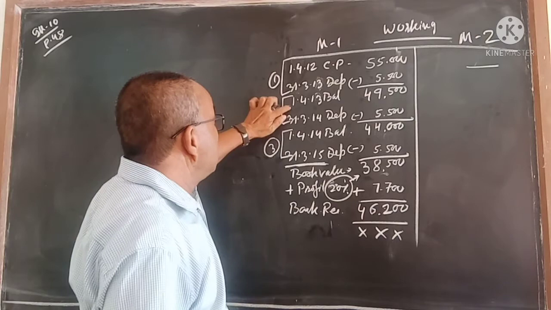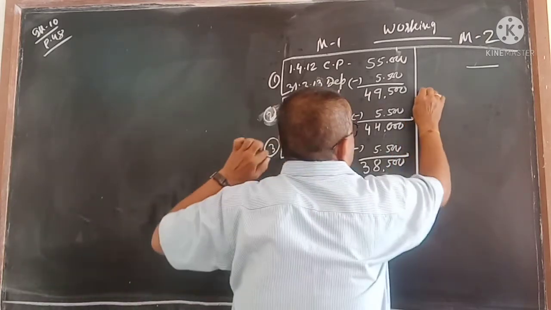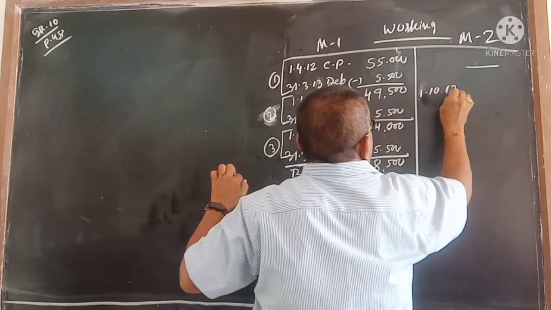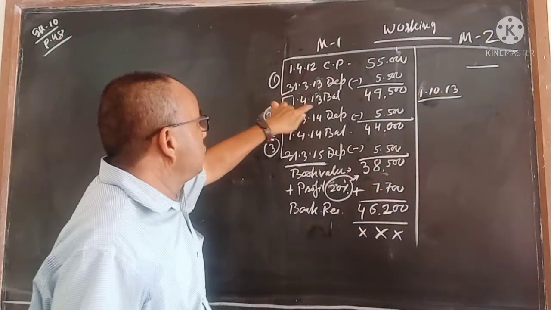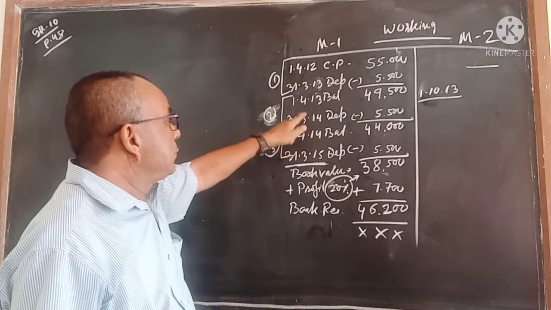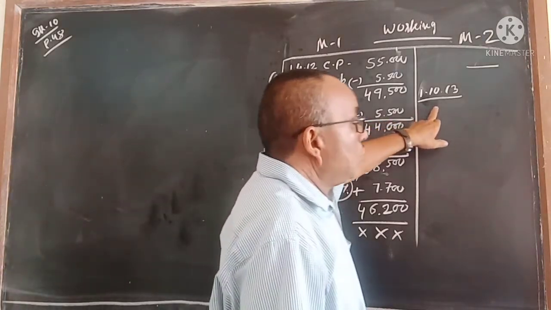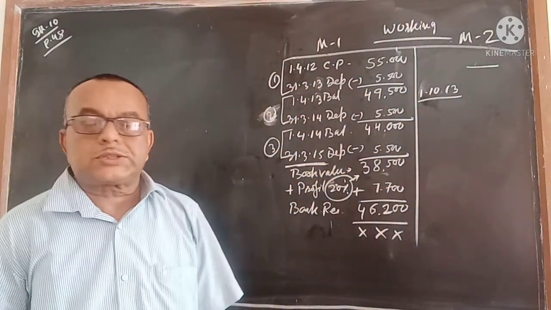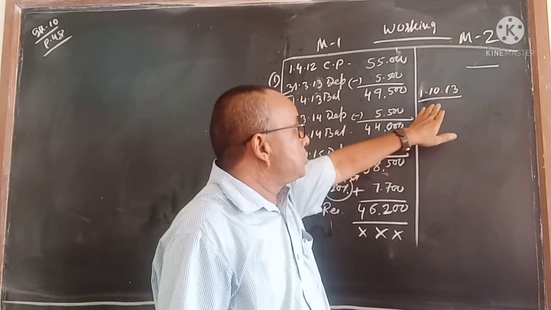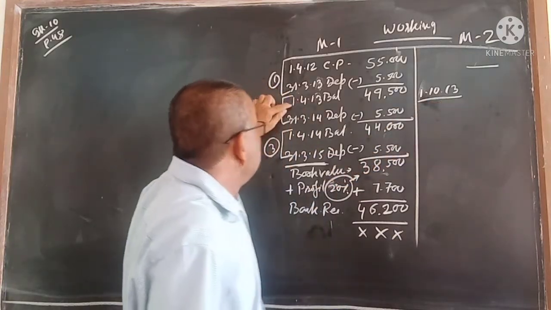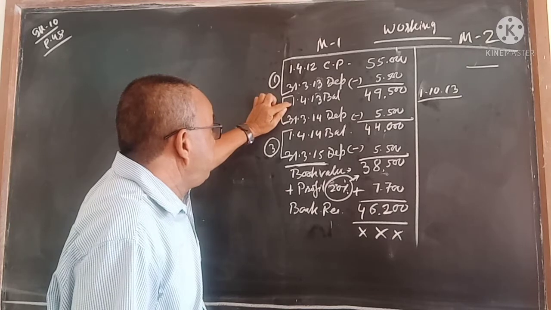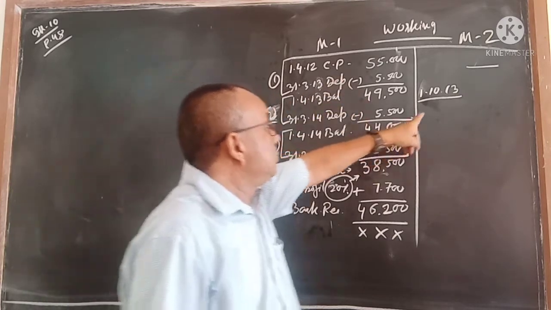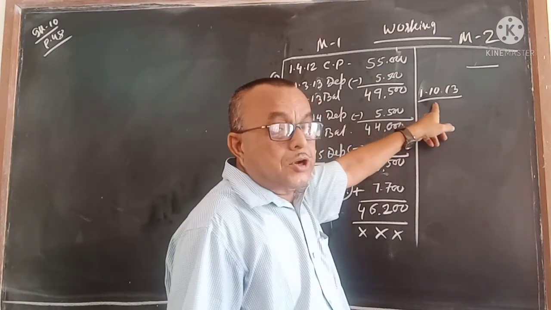Second machine you have purchased on 1/10/13. 1/10/13 comes in the second year. Look, 1/4/13 to 31/3/14, so it is coming in the second year. 1/10/13 is coming in the middle of the second year. That you have to understand. Your second year started 1/4/13: April, May, June, July, August, September, October. That means end of September, which is called first week of October.